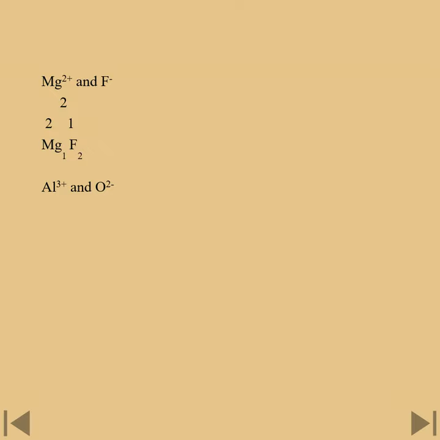Aluminum forms a +3 ion, so bonding number 3. Oxide a -2 ion, so bonding number 2. Least common multiple of 3 and 2 is 6. So +6 is balancing -6. So how many aluminums? How many oxides?